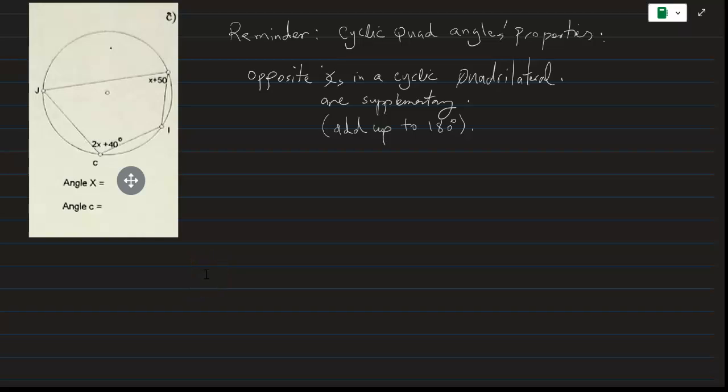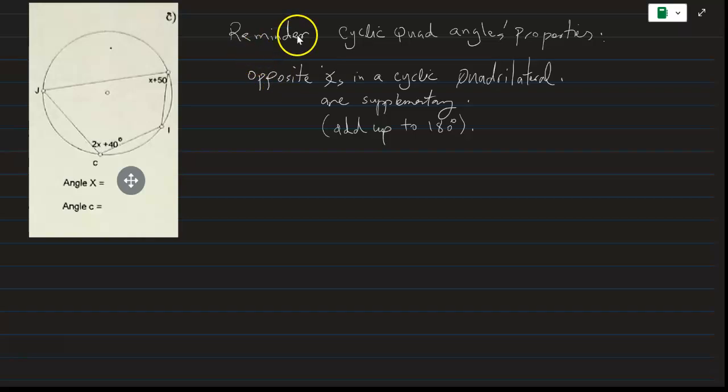Right, welcome back. Let's look at this question. We have a circle, we have a cyclic quadrilateral, and the definition of a cyclic quadrilateral is a quadrilateral that has all four vertices on the circumference of a circle. That is called a cyclic quadrilateral.